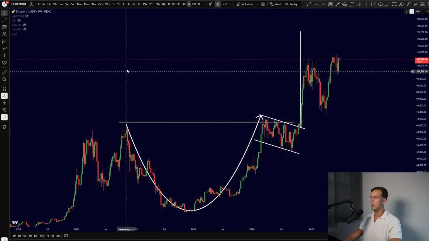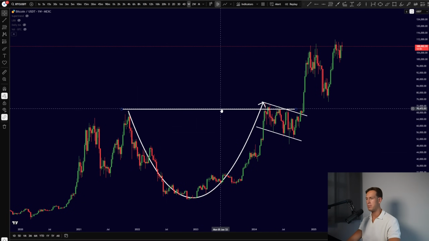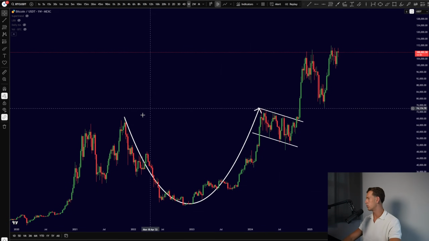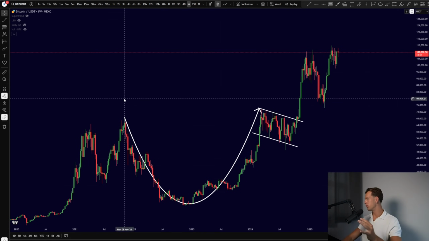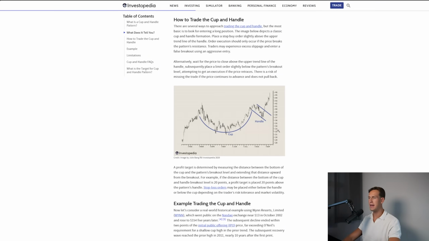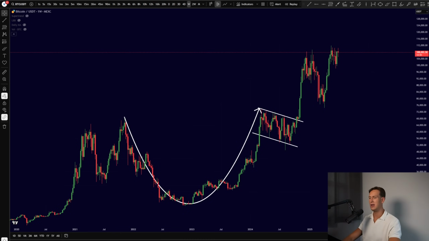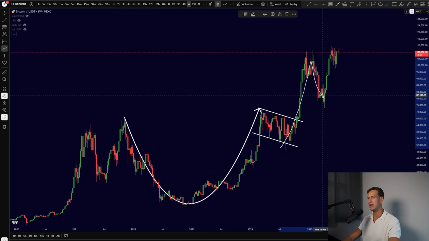Now, cup and handle patterns are much easier to be traded in longer time frames. For example, on this weekly time frame for Bitcoin, in my personal opinion, but they take a lot of time to develop and to play out. So you need to be patient. However, very good pattern to be trading for that longer time frame. And we've been trading this pattern very beautifully as well.